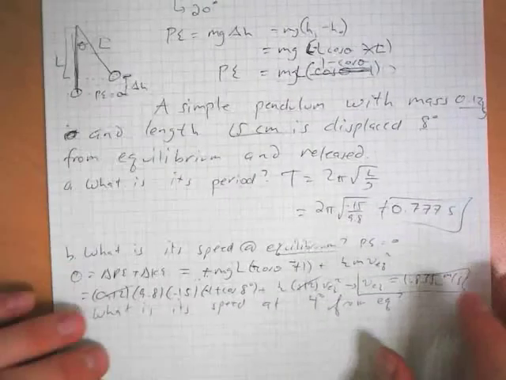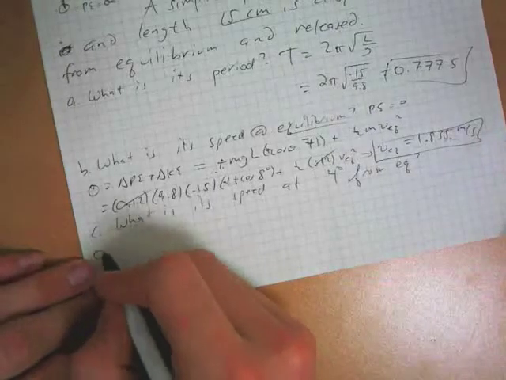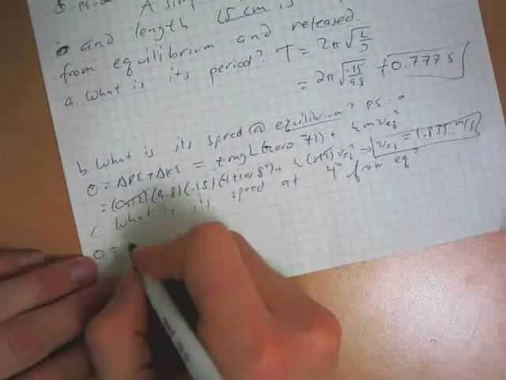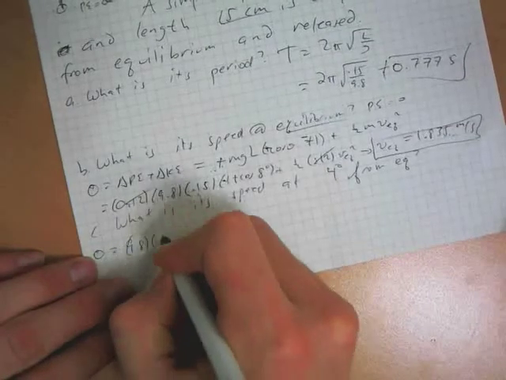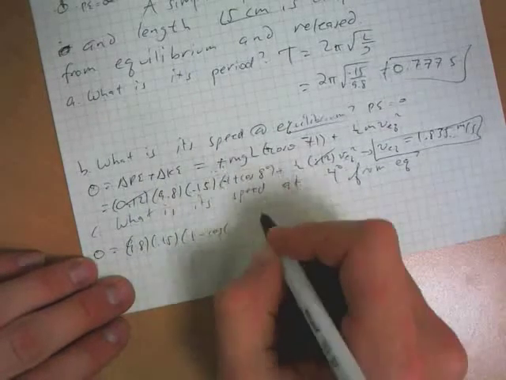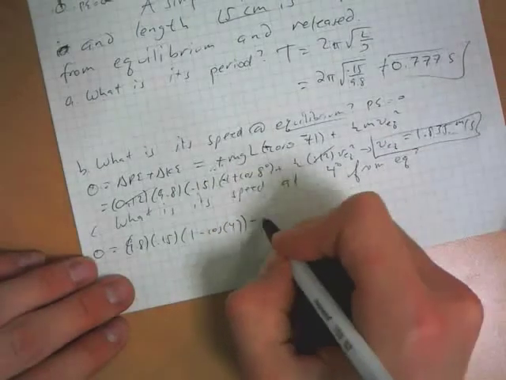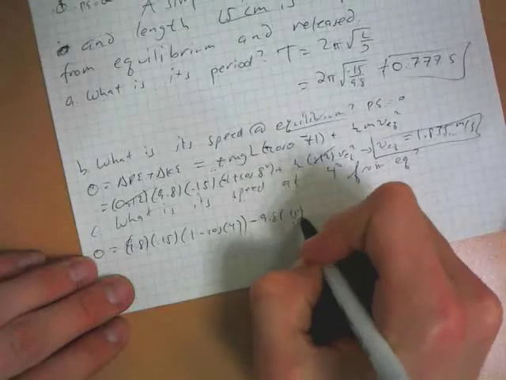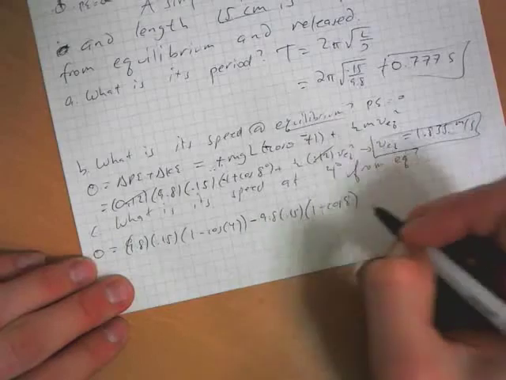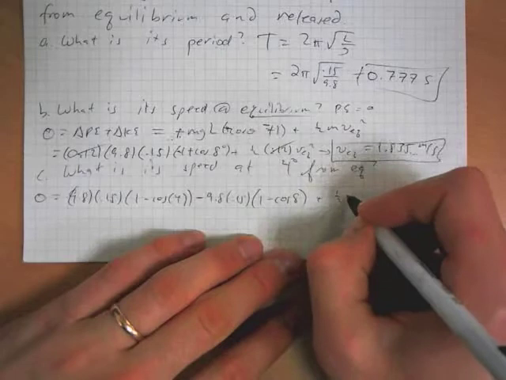Its speed at 4 degrees from equilibrium, well, again, we can say 0 equals delta PE, which is, we know our masses are going to cancel out, so we've got 9.8 times L times 1 minus cosine theta final, which is 4, minus 9.8 times 0.15 times 1 minus cosine theta naught, which is 8 degrees, plus 1/2 times m v squared.